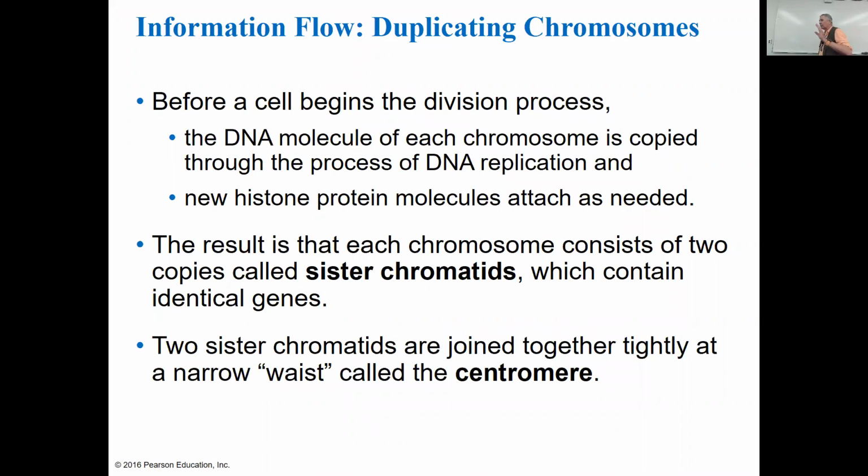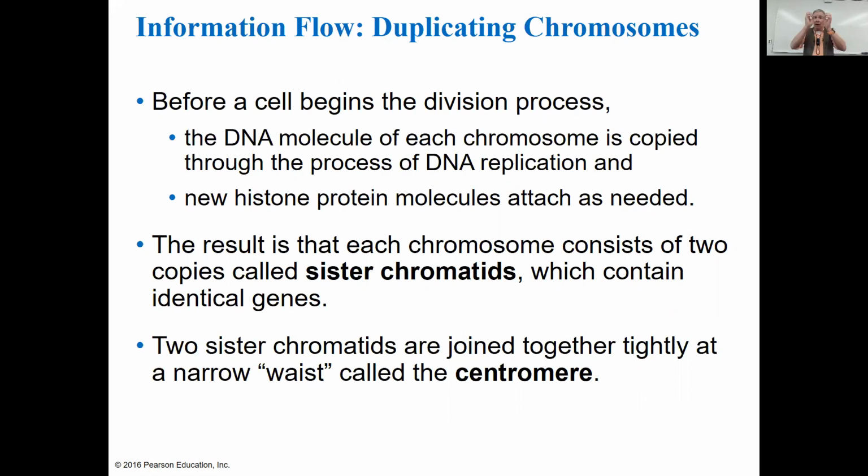Okay, before a cell begins the division process, the DNA molecule of each chromosome is copied in the process of DNA replication. And new histone protein molecules attach as needed. The result is that each chromosome consists of 2 copies. So you start off with a single chromosome, and you end up with a replicated chromosome.